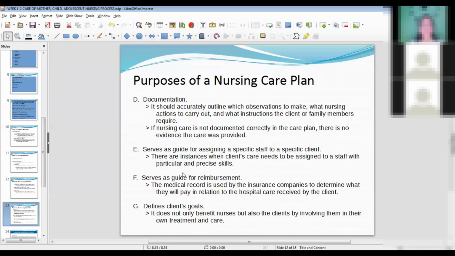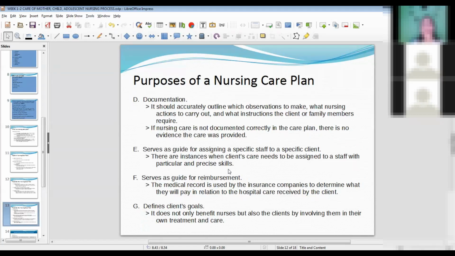Okay, next. Serves as guide for assigning a specific task, a staff to a specific client. So there are instances when client's care needs to be assigned to a staff with particular and precise skills. So we have patient categories. So our patient that is for strict monitoring will be assigned to a senior nurse. Our patient who is for go home or for discharge could be assigned to a newly hired nurse. And then we have patients that need basic care, which could be assigned to a nurse assistant.